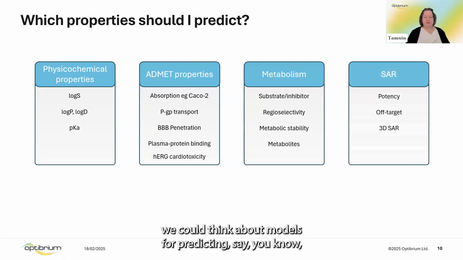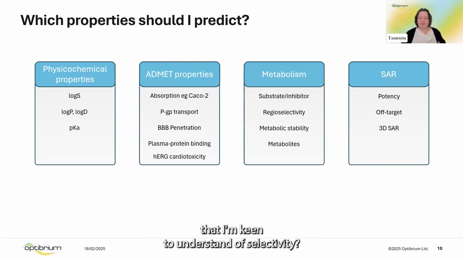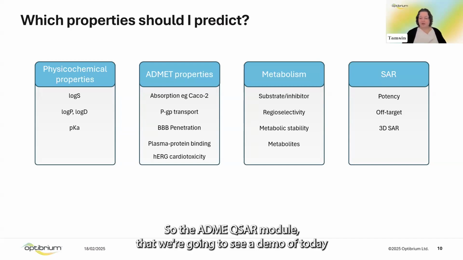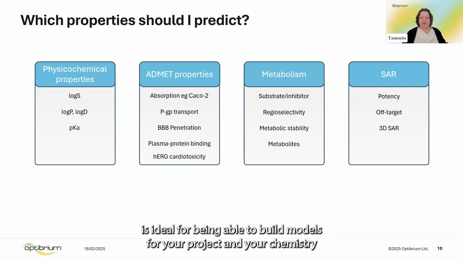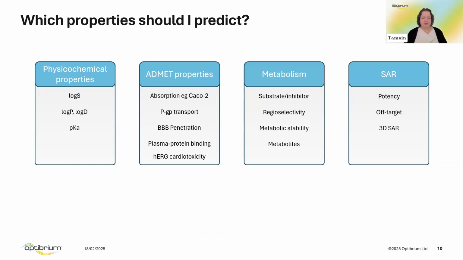And then we could think about models for predicting SAR. What's my potency for the receptor that I'm interested in for my project? Is there an off-target effect that I'm keen to understand the selectivity? So the ADME QSAR module that we're going to see a demo of today is ideal for being able to build models for your project and your chemistry and your series to think about some of these potency questions.